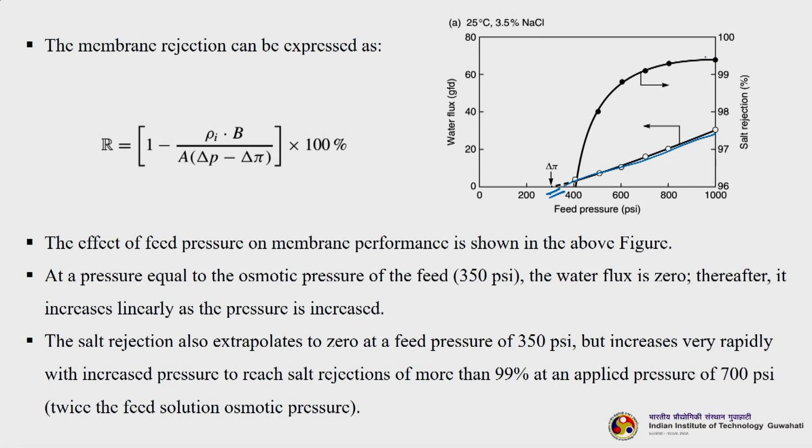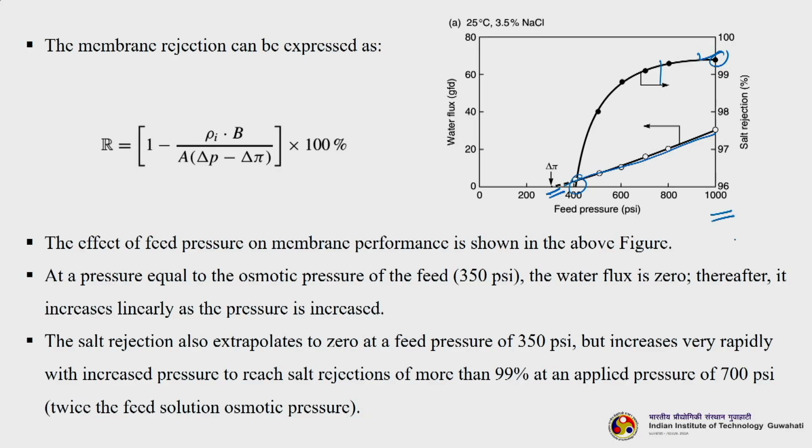This is the profile of the salt rejection. You can see that the salt rejection also extrapolates to 0, starting from 0 at a feed pressure of 350 psi, but it increases very rapidly with increased pressure to reach a salt rejection of more than 99%. It is almost 99.5% at an applied pressure of about 700 psi. So, this indicates that high salt rejection happens at higher pressure, almost twice the feed solution osmotic pressure.